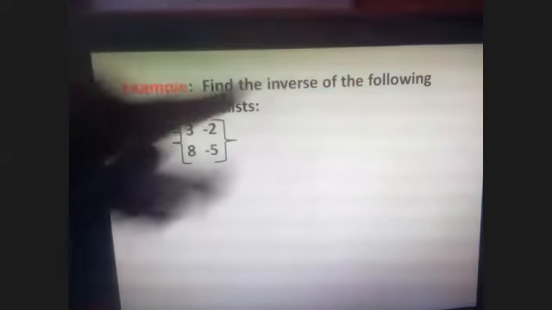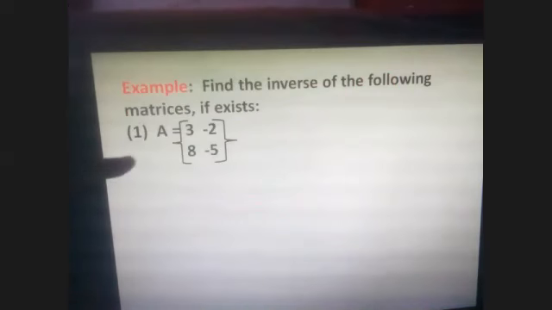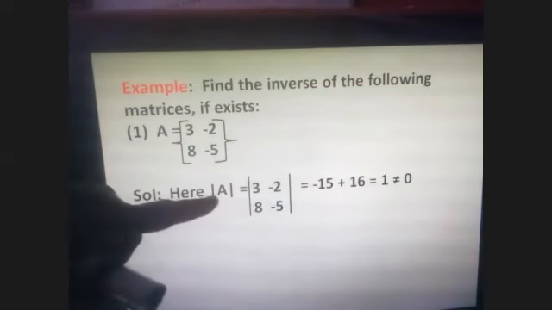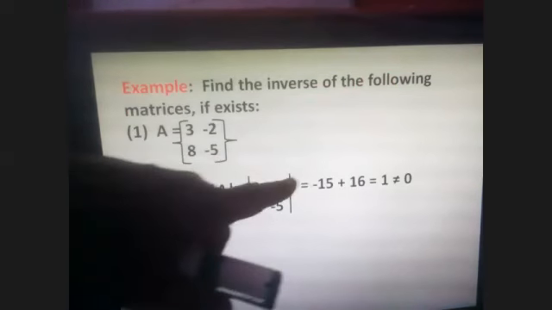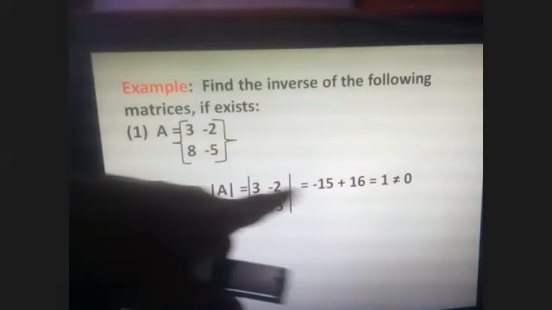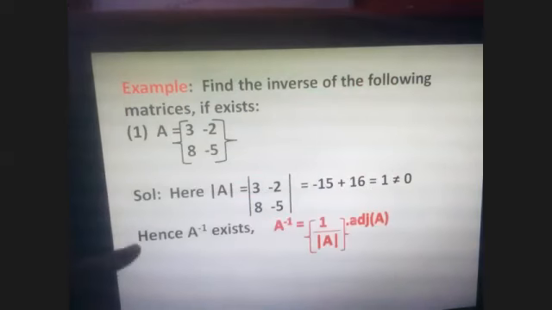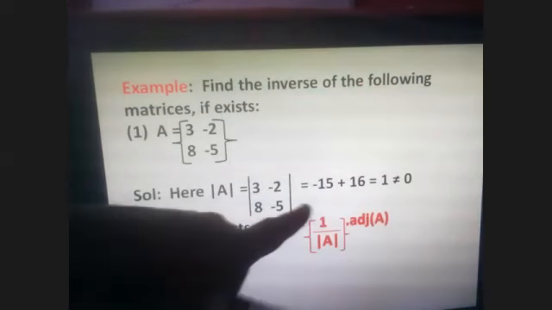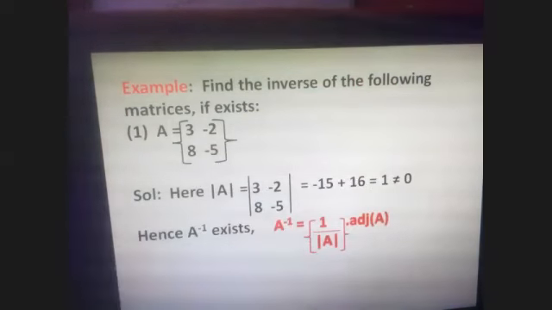Find the inverse of the following matrix if it exists. How will you first find? First go for determinant of A. Determinant of A is 1, which is not equal to 0. Minus 15 plus 16, that is 1. So what happens? The inverse exists, and what is inverse? 1 by determinant A into adjoint of A.